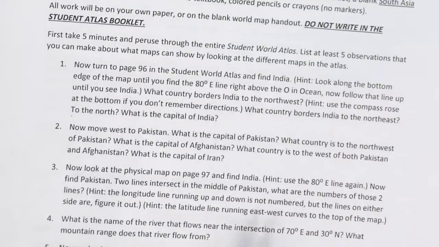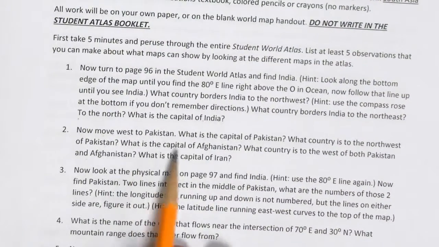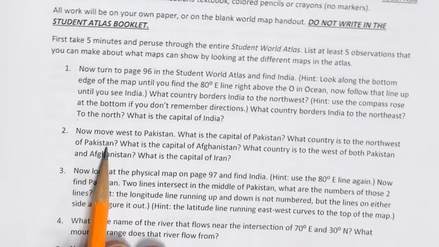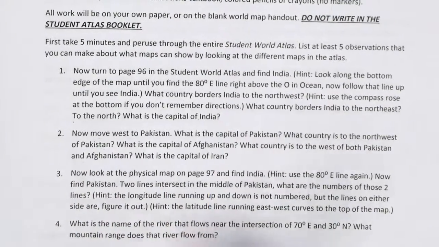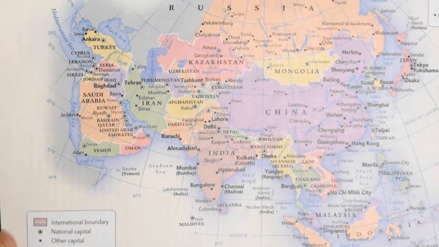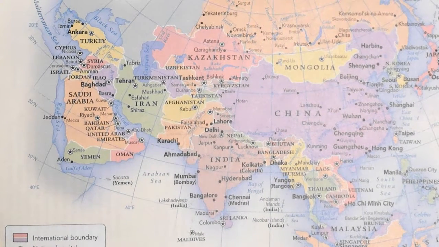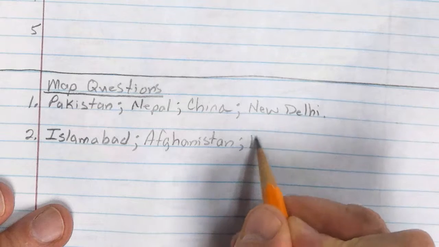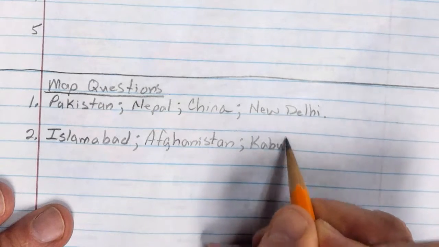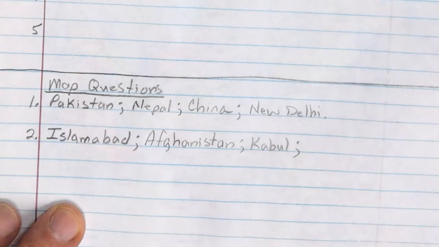Next part of number 2. What country is to the northwest of Pakistan? We got that. What is the capital of Afghanistan? All right. Well, it was that other word. If Afghanistan is all caps, the only other word in the whole yellow country is Kabul, and it's right next to that star. So we go back to our sheet. The third answer for number 2 is Kabul. Semicolon.